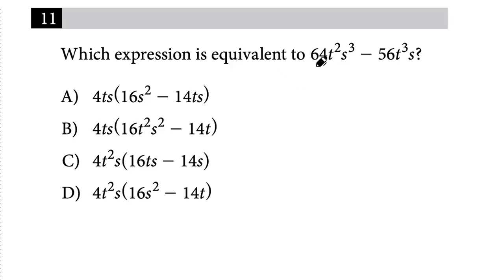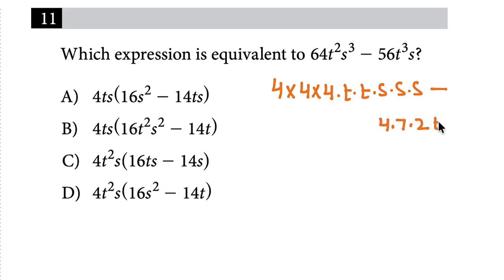Let's see. I have 64 t squared s cubed. So 64 is like 4 times 4 times 4, and t squared is t times t, and s cubed is s times s times s, minus. Now let's do for 56. 56 is 4 times 7 times 2. t cubed is t times t times t, and this is s. So let's see, this is one term complete and this is second term complete.